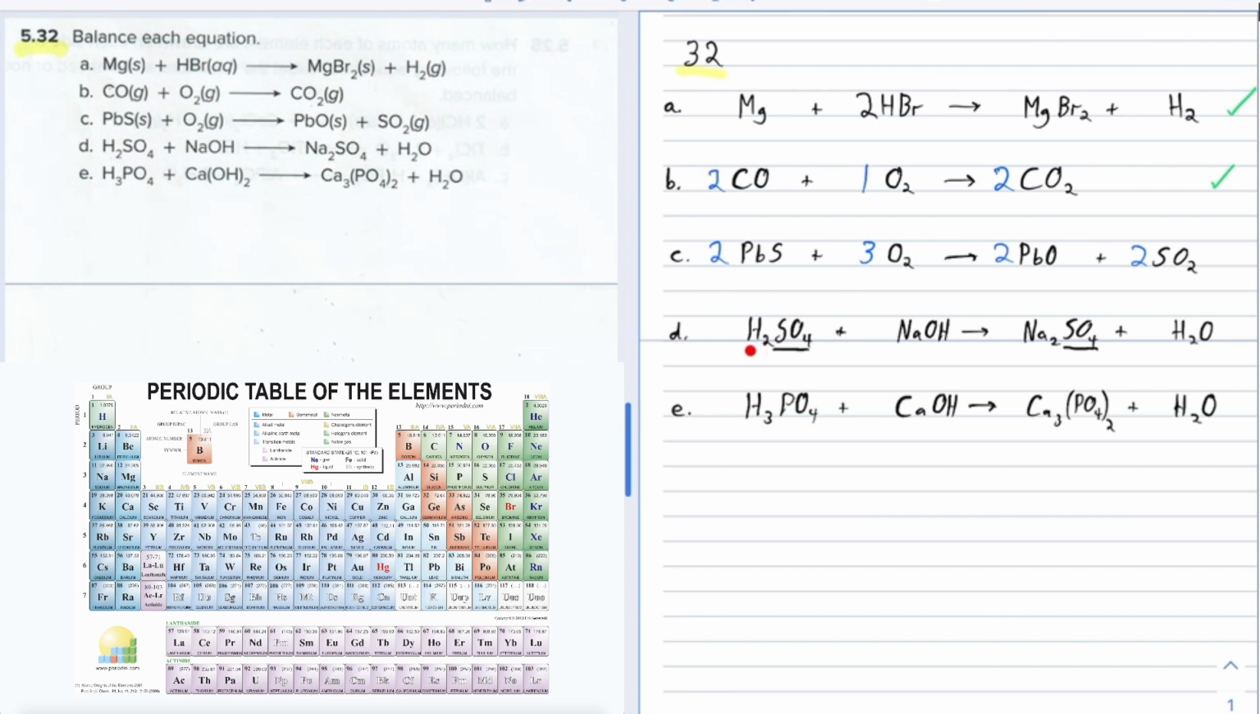So let's see what we have. We have 2 hydrogens on the left, 2 hydrogens on the right. How many SO4s? We got 1 SO4 on the left, 1 SO4 on the right, so the SO4s are balanced. Sodium is not. We got 1 sodium on the left, 2 sodiums on the right. Okay, and let's balance the sodiums. And so to get 2 sodiums over here, we're going to put that coefficient 2 right there.